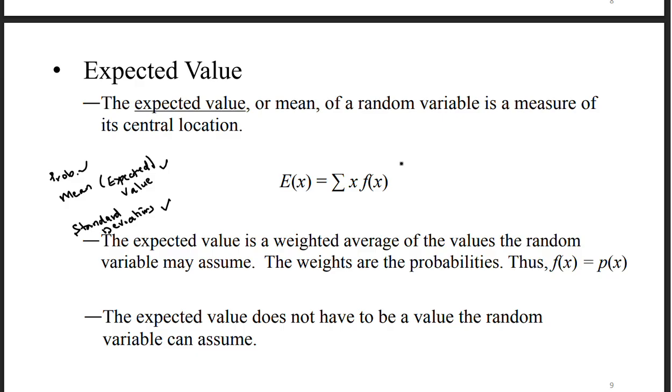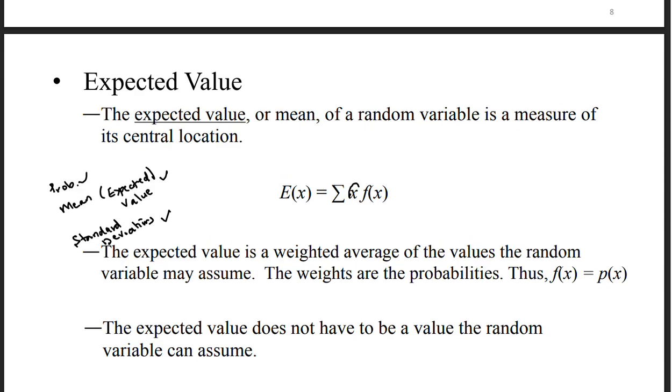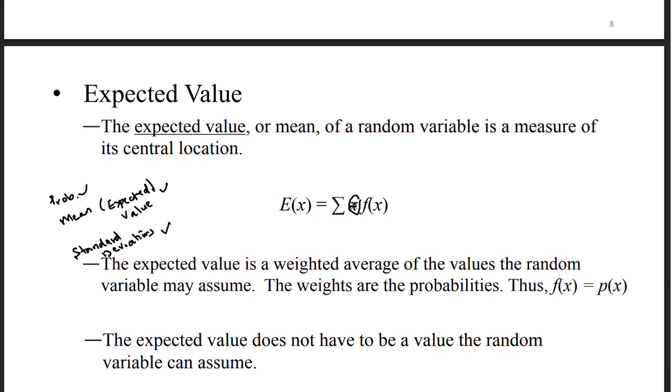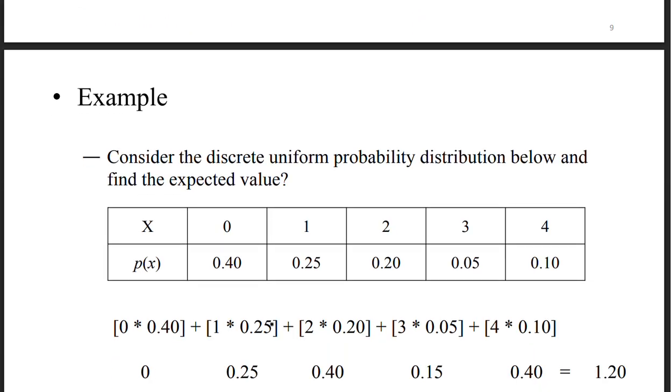Now, the good news is that for the discrete uniform probability distribution, to find the mean, the formula is to add the products of the value of x and the corresponding probability. So in all cases, we're going to take the value of x and multiply it by the probability of that value. Let's take a look at an example here.